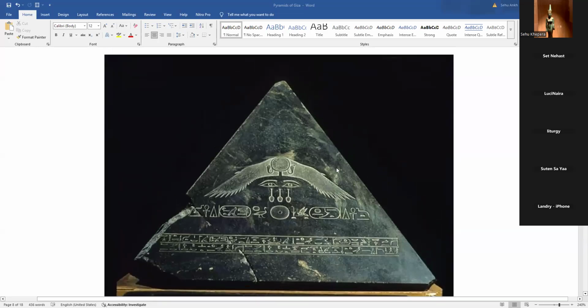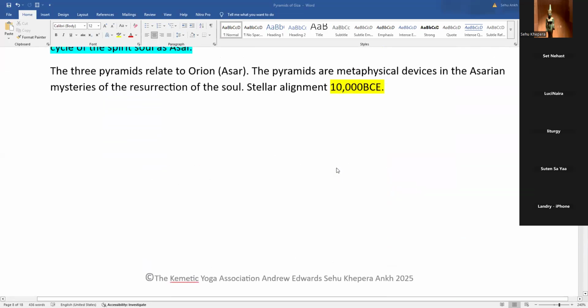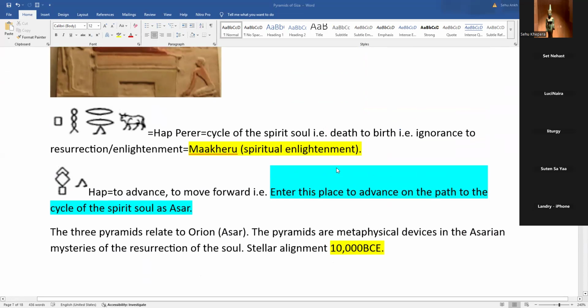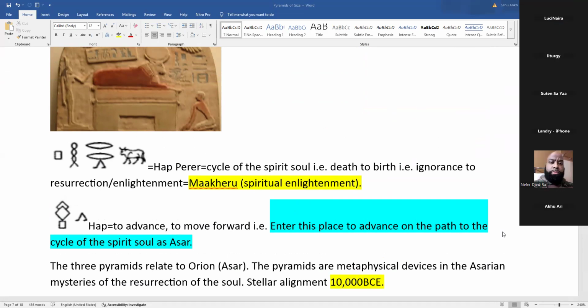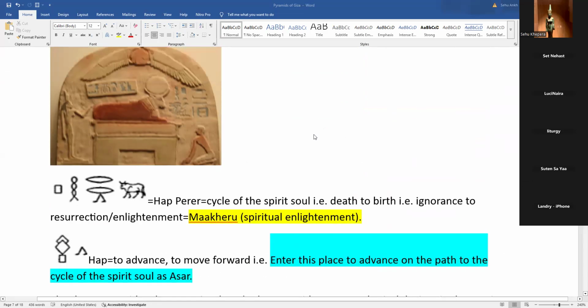Greetings everyone. So as you know, we're going through some foundational teachings, philosophy, and metaphysics concerning the pyramids, specifically the pyramids of Giza, but pyramids in general, what are referred to as pyramids.